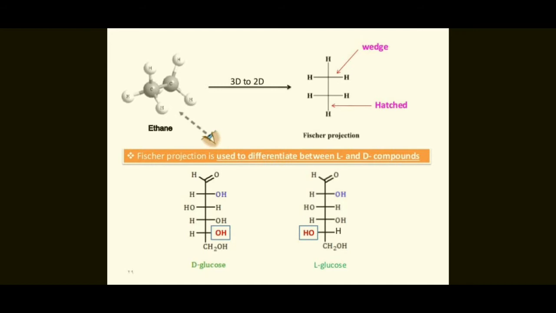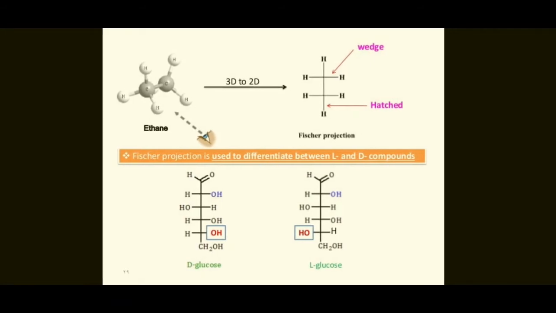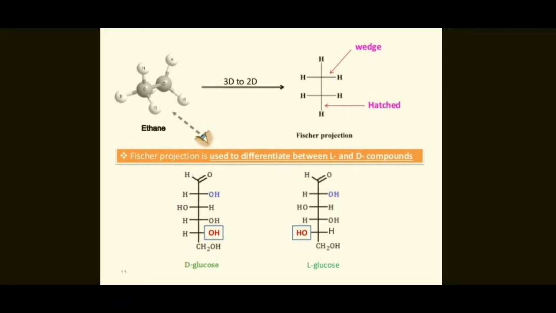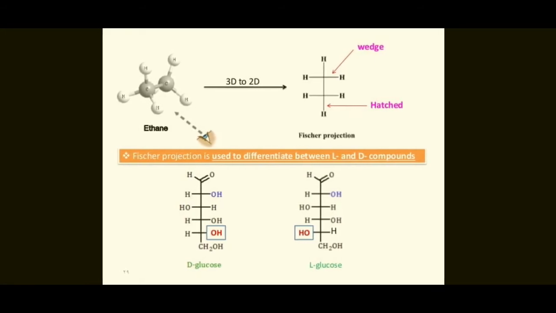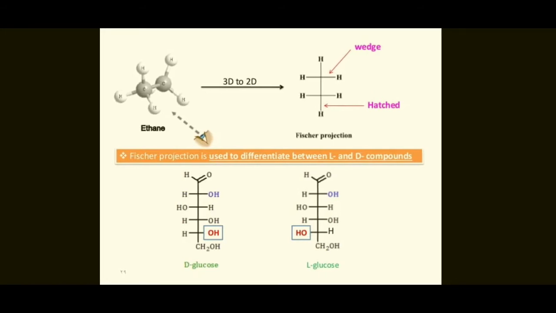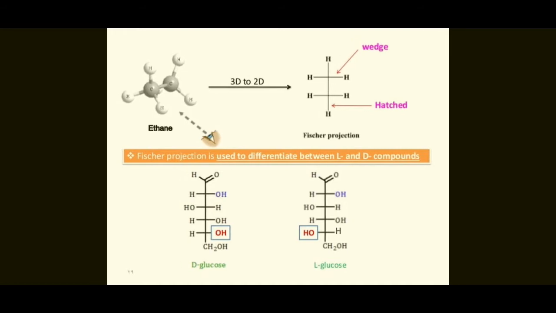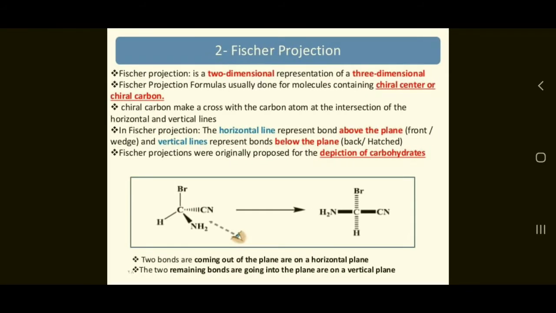first, the rules of the Fischer projection formula. We start with the Fischer projection of the tetrahedral carbon atom, represented by two crossed lines. The horizontal lines represent bonds above the plane, while the vertical lines represent bonds below the plane. For example, take a compound with groups A, B, C, D: carbon with bromine, cyanide, NH2 and hydrogen, and it is a chiral carbon.